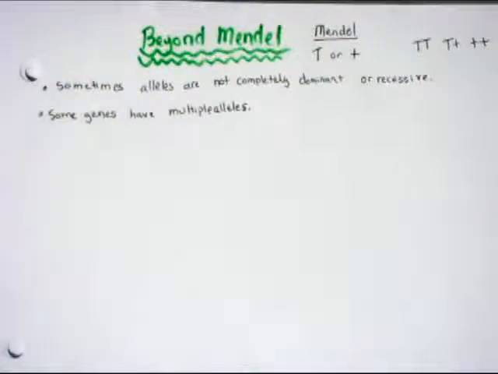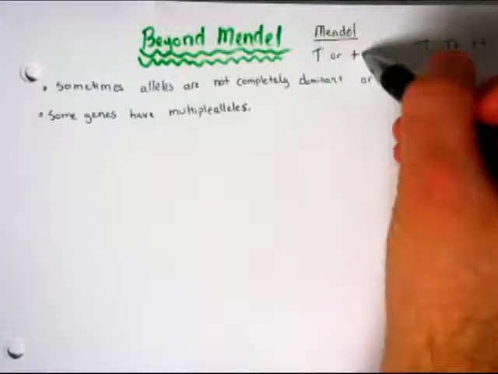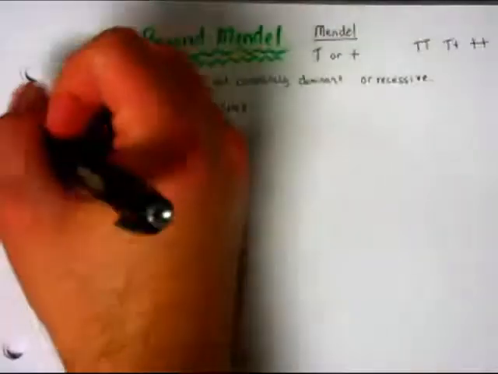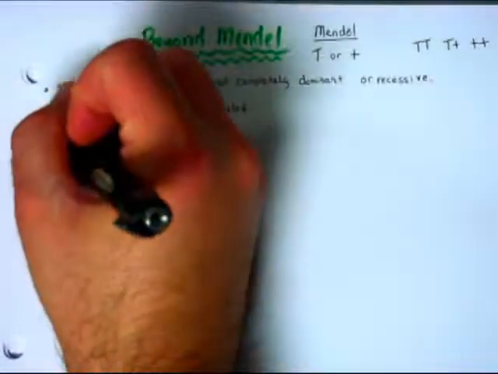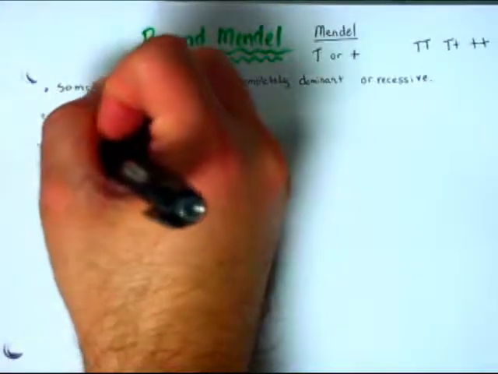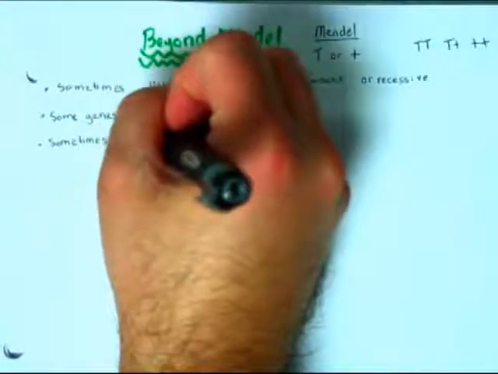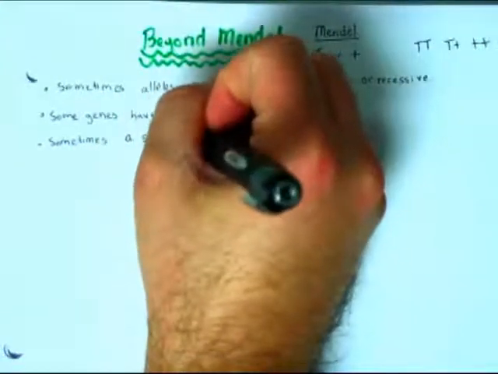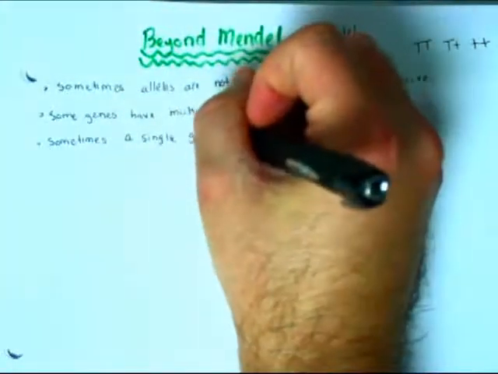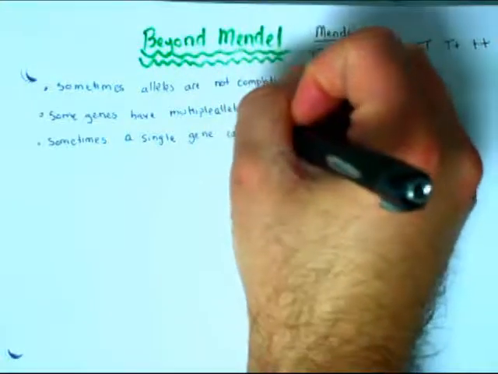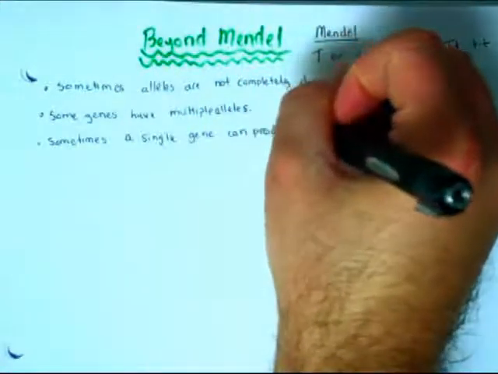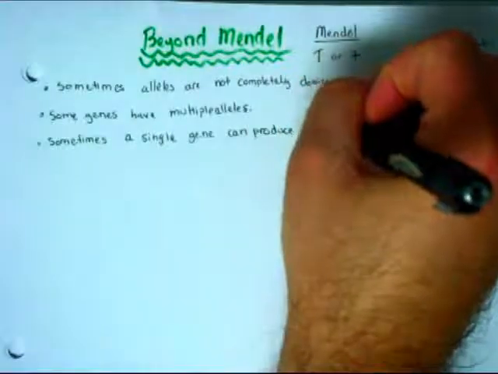Like in the case of blood groups, there's O, there's A, and there's B. We'll go over that in just a little while, but instead of just having the two, the big T or little t, there could be more than two. In some cases, a single gene can produce multiple phenotypic effects.